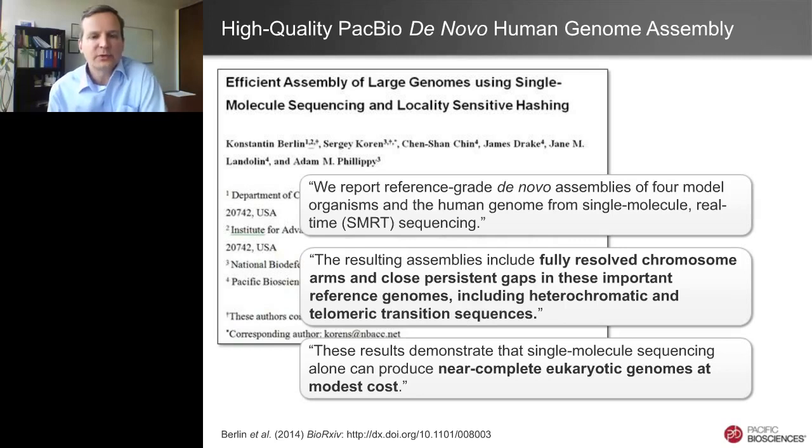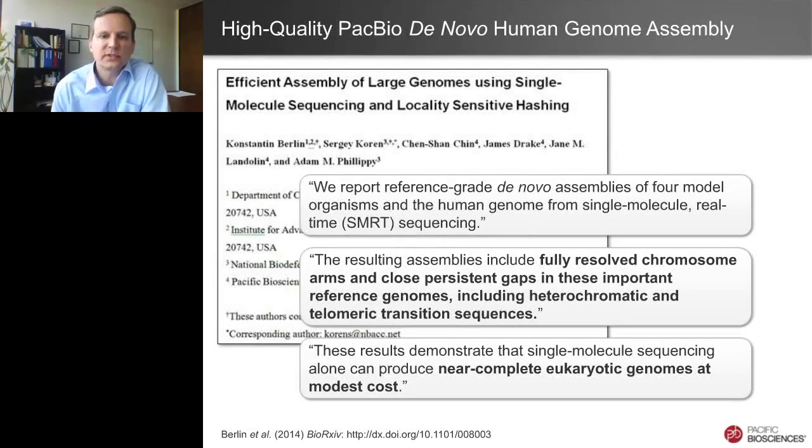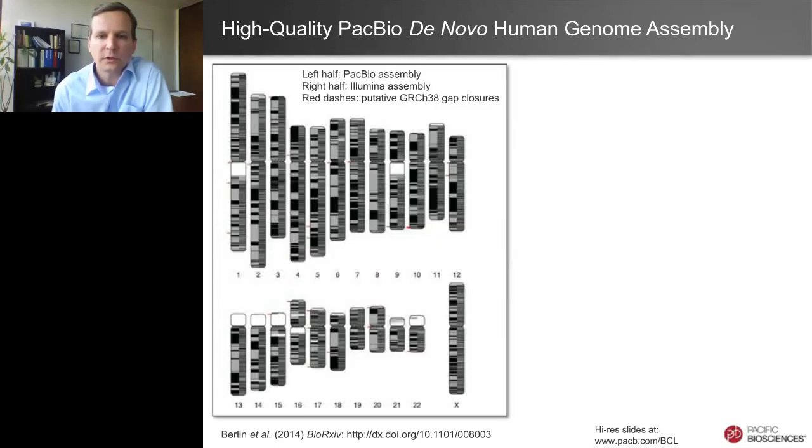He describes that the resulting assemblies include fully resolved chromosome arms and close persistent gaps in these important reference genomes, including heterochromatic and telomeric transition sequences. So in contrast to missing sequence, these sequences provide extra information that go beyond what is known in these model organisms or in the human genome. And so these results demonstrate that SMRT sequencing alone can produce near-complete eukaryotic genomes at modest cost.